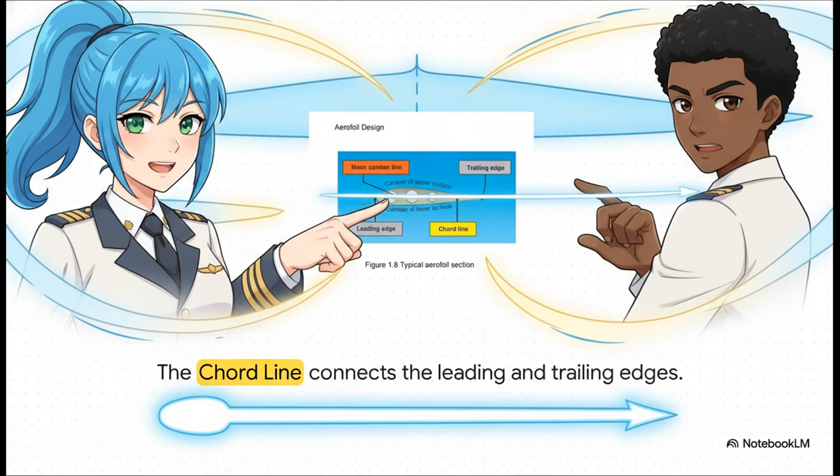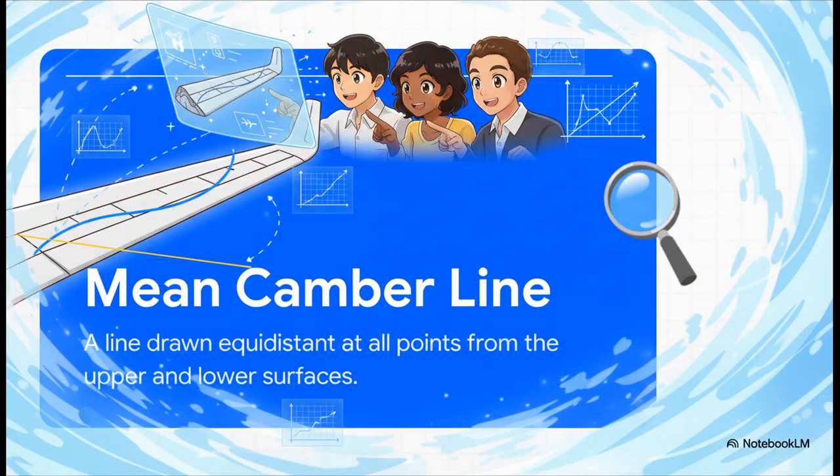Please don't overcomplicate this one. The chord line is just a perfectly straight reference line drawn from the very front edge of the wing, the leading edge, to the very back, the trailing edge, just straight as an arrow. The mean camber line, on the other hand, is a slightly different story. You draw this line from the leading edge to the trailing edge, but you keep it perfectly equidistant from the upper and lower surfaces at all times.